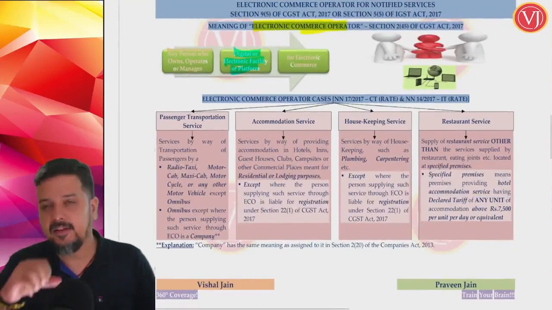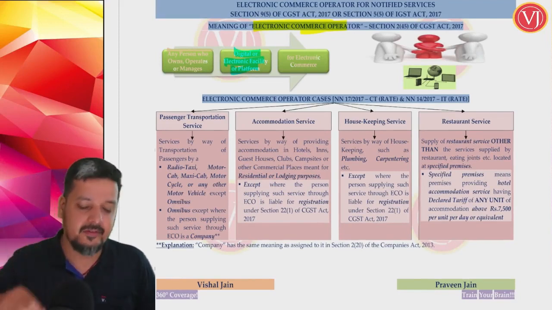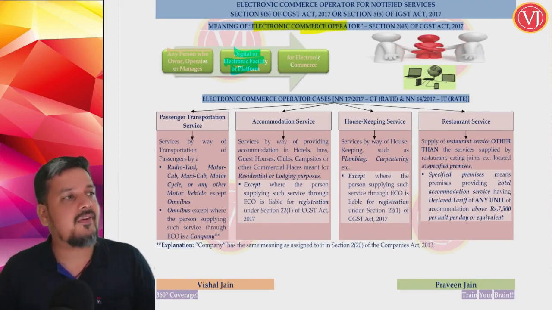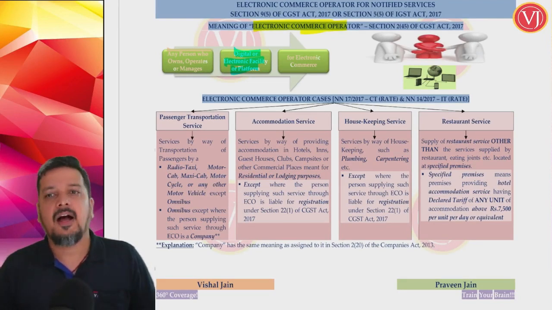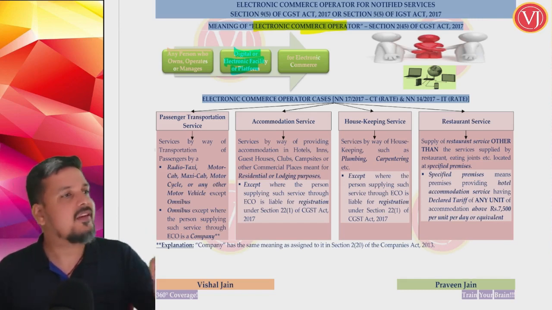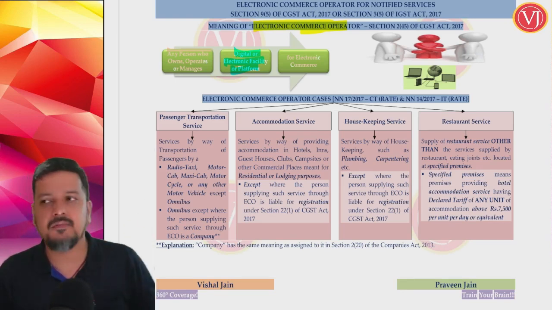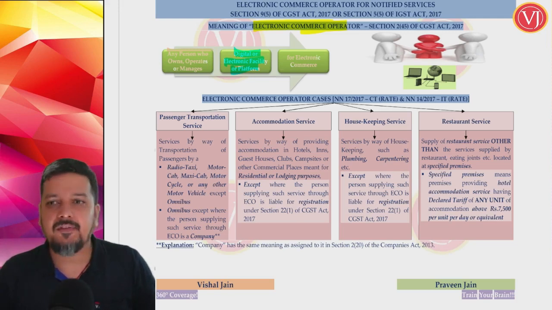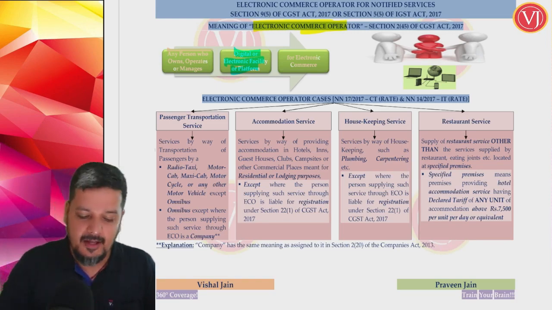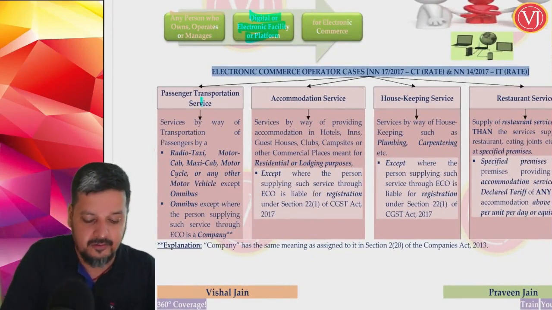Now, what is covered in section 9(5) is not goods, is not all services, it is only 4 notified services through an ECO. I'll make it more clear. If I'm supplying goods through Amazon, section 9(5) does not attract. If I'm supplying services through an online platform, by default, section 9(5) does not come into picture. It will come into picture only when I am supplying 4 notified services through an ECO. What are the 4 notified services?